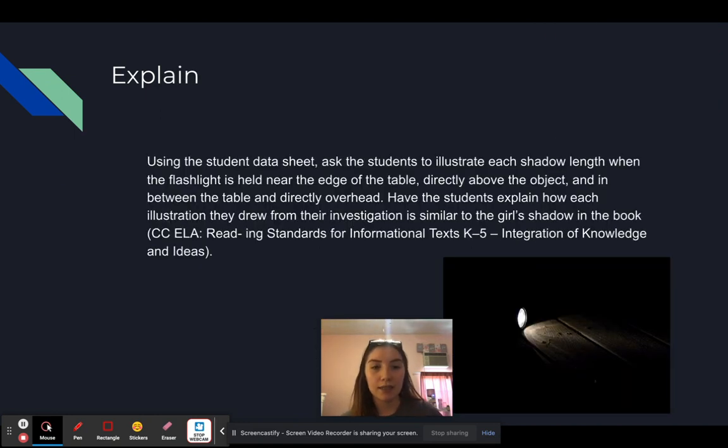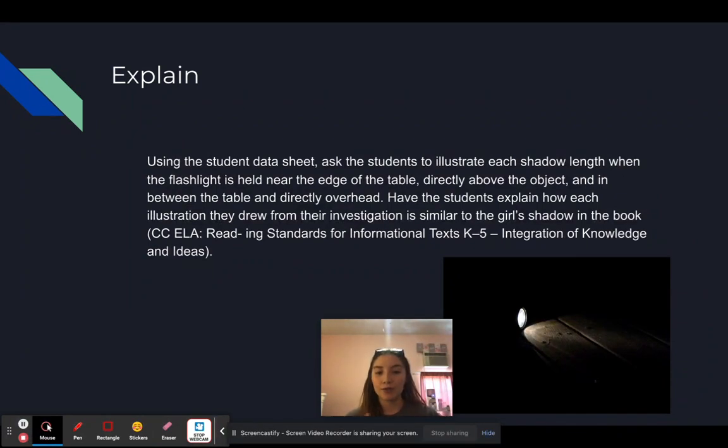And now they're going to explain. Like I said earlier, they're going to do a little data sheet. With this, they're going to draw what they noticed, like they're going to draw their little shadow lanes. Another thing they're going to do is use flashlights to explain the difference of shadows.